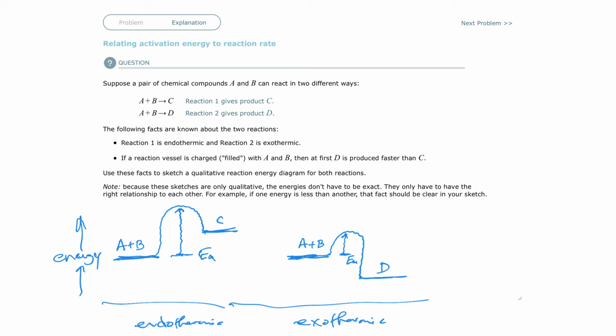So I think they're asking us to make a couple drawings. You'll make a drawing like this, you'll make a drawing like this, and then make sure that this is A, B, and C and A, B, and D. All right.